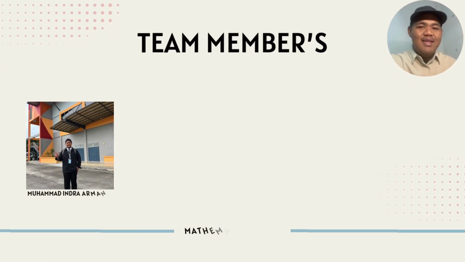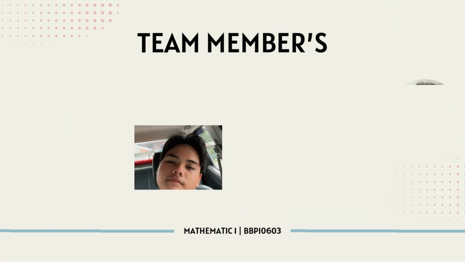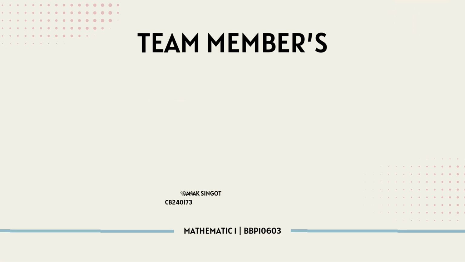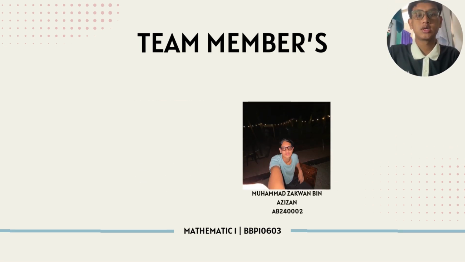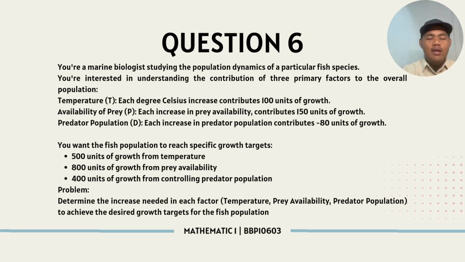Hello everyone, my name is Muhammad Indra Arman bin Muhammad Sirun, matric number CB240271. Hi, my name is Jared Xavier Anak Sidot and my matric number is CB240173. Assalamualaikum and hi, my name is Muhammad Zakwan bin Azizan, matric number AB240002. And my name is Nadia Natasha binti Adnan. My matric number is AB240004.